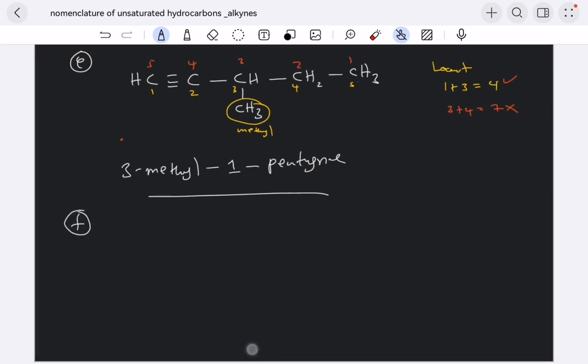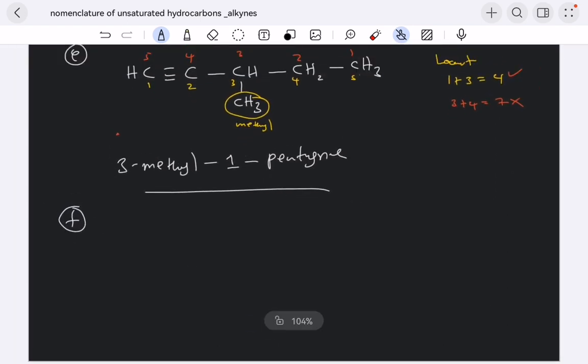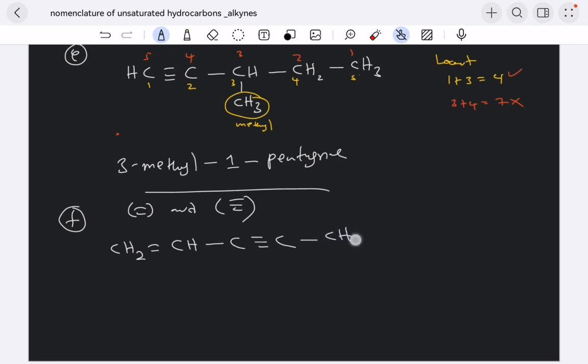Let's look at a bit more complex situation where we have a double bond and a triple bond in the same question. So let's say we have CH2 double bond, CH, then CH3, and CH3.